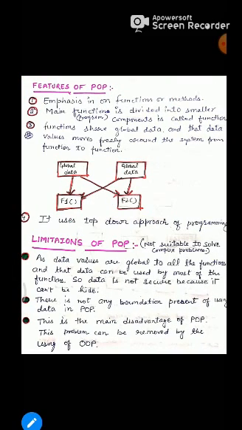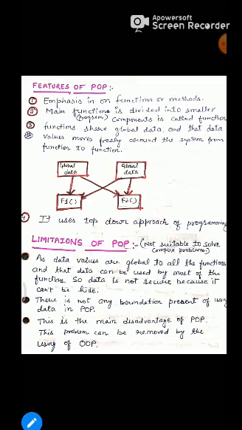POP basically focuses on functions or methods rather than data. In the case of POP, data is not important. Here the functions or methods are important. The importance is given to functions or methods, not data. The second point is the main function or main program is divided into smaller components called functions. Each and every language which follows the concept of POP will divide the main program into functions. Understand? The next point is functions share global data.